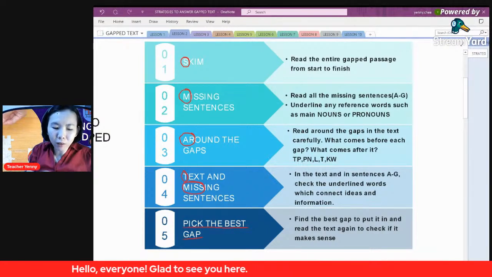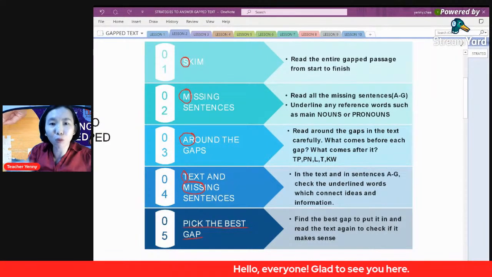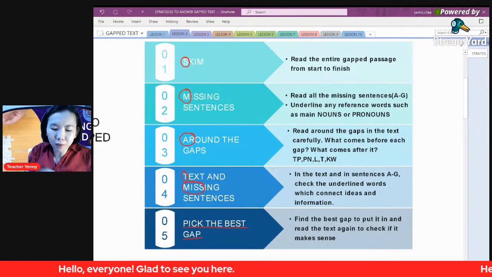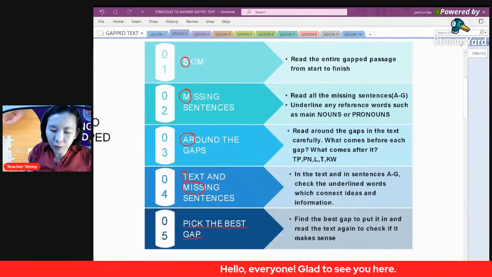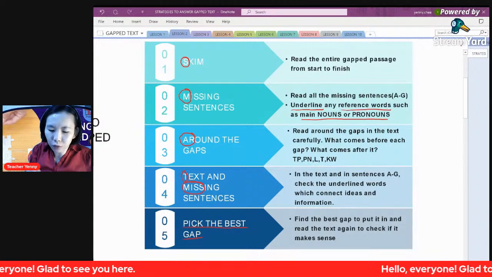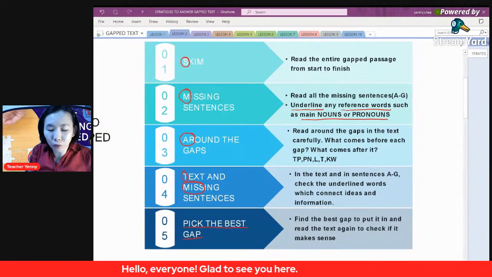S is for skim, so you skim the entire gap passage from start to finish. You just read quickly. Skim means you read quickly. Missing sentences: what do you need to do? For the missing sentences, I need you to underline main nouns or pronouns, reference words. An example that I can give you would be main nouns or pronouns.